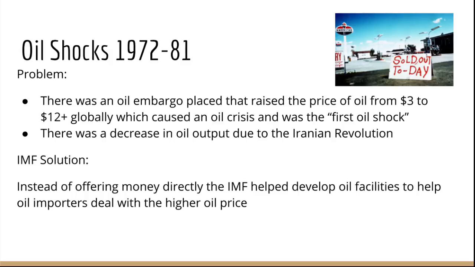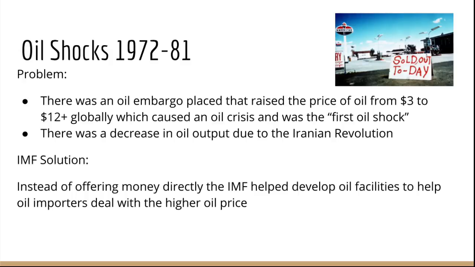Another global crisis that required IMF intervention were the oil shocks between 1972 and 1981. The issue for the first oil shock was that an oil embargo was placed that raised the price of oil from around $3 a gallon to $12 plus per gallon. Globally, this caused an oil crisis and was really the first oil shock that the world saw. The second one was caused by the Iranian Revolution and led to a large decrease in oil output, thus changing the price and leading to another crisis.